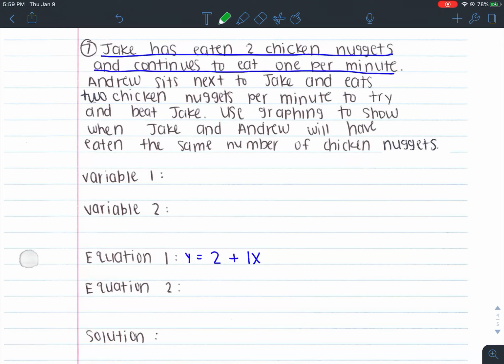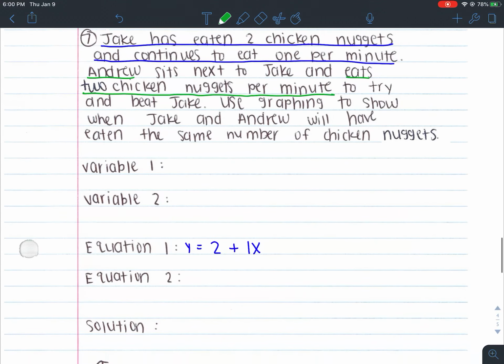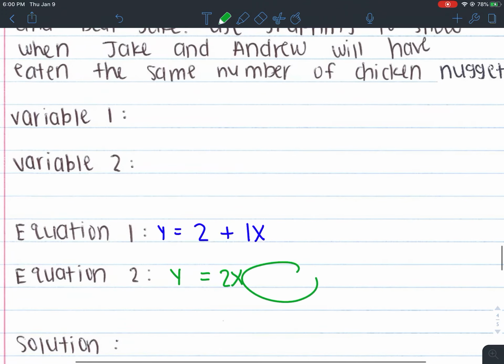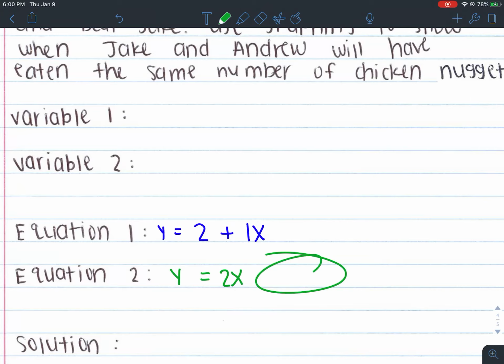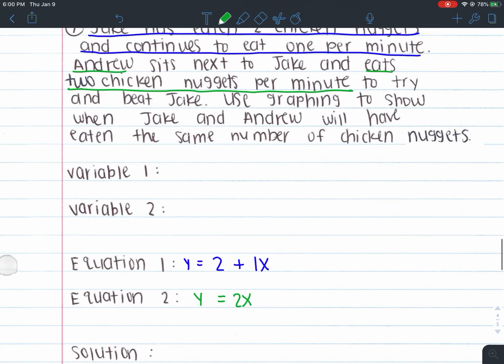Well, the other equation is Andrew. Andrew's sitting next to Jake, and he eats 2 chicken nuggets per minute. Well, he's eating 2 per minute. Has he already eaten any? No, he hasn't even eaten any yet. So for his equation, his would be just y equals 2x, because he's eating 2 every minute, but he hasn't eaten any yet. That's why we don't have a number added to it. So in the first one, we have plus 2 because he's already eaten 2. And the second, he hasn't eaten any yet.